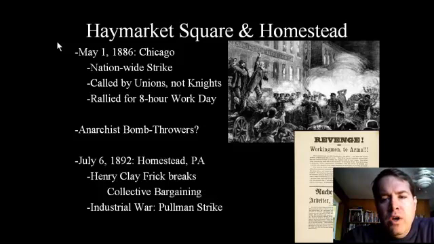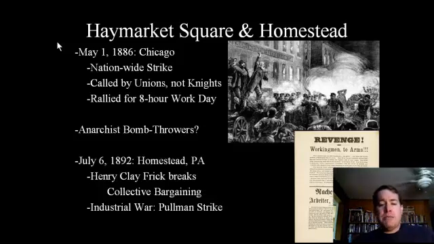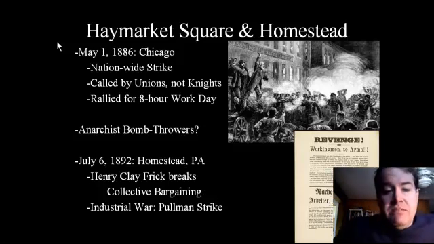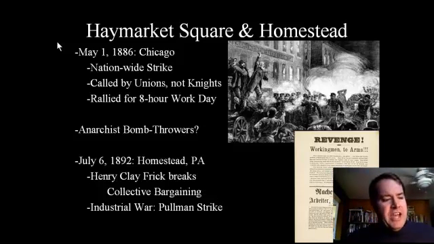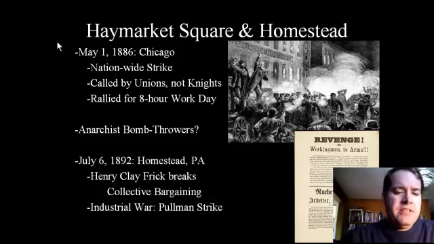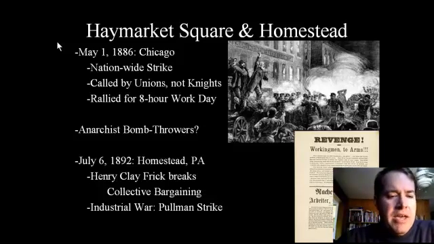Homestead was where Carnegie had one of his steel mills. Now, Carnegie at this time, remember, is acting the philanthropist. He's acting as this gentle old industrialist who's giving money to libraries and things like that. But at the same time, he has his second in command, one of his presidents, a man by the name of Henry Clay Frick, to destroy these strikers.